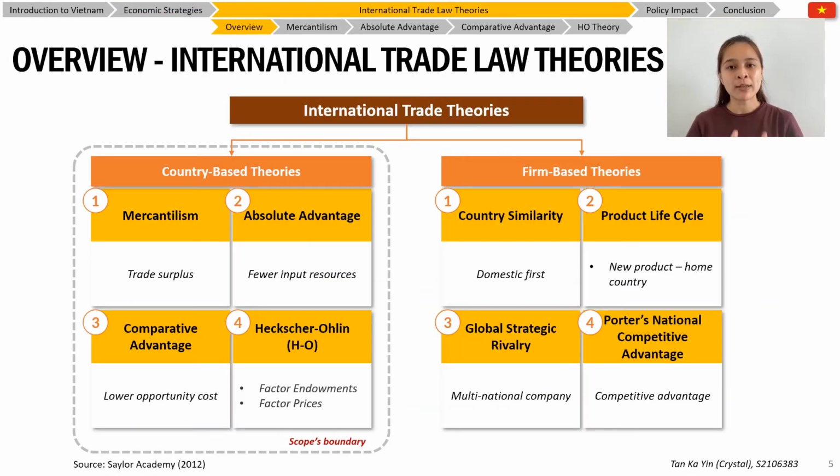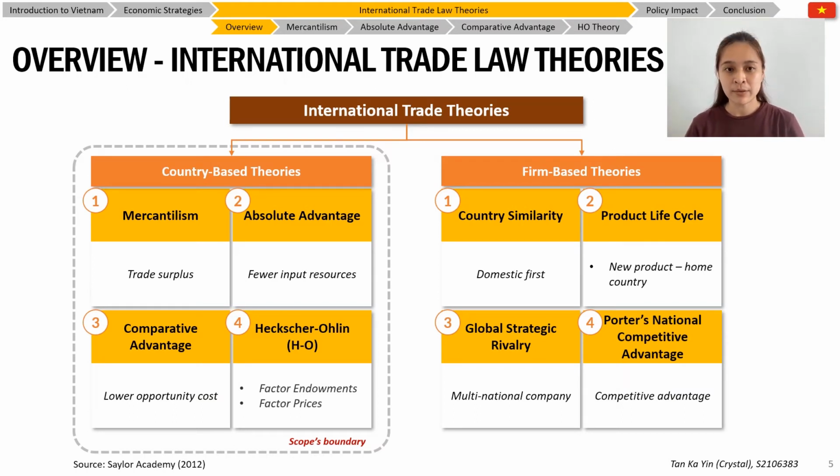I would like to provide an overview of international trade theory. International trade theory could be classified into country-based or firm-based theory. Let's look at country-based theory, which is our scope boundary today. Mercantilism focuses on maintaining a trade surplus. Absolute advantage focuses on the ability to produce output using fewer inputs. Comparative advantage focuses specifically on the opportunity cost of production. Heckscher-Ohlin theory focuses not only on factor price but also on factor endowment.